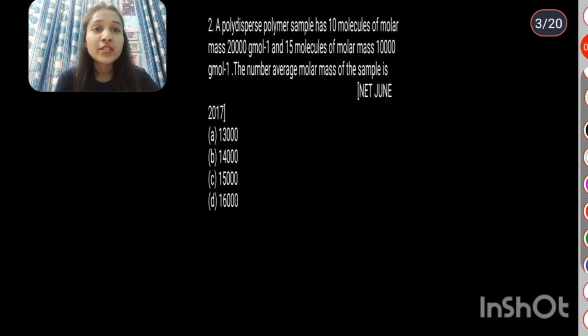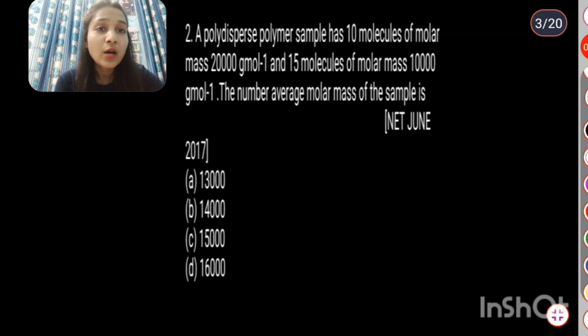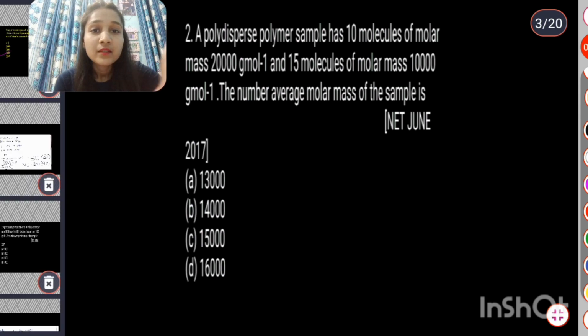Now the next question is, a polydisperse polymer sample has 10 molecules of molar mass 2000 gram per mole and 15 molecules of molar mass 1000 gram per mole. Find the number average molar mass of the sample. So here we basically have to find the number average molar mass.